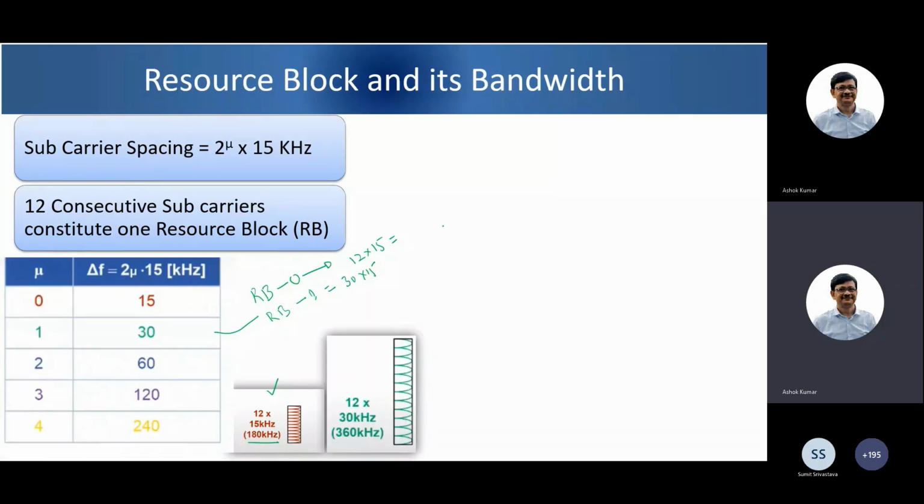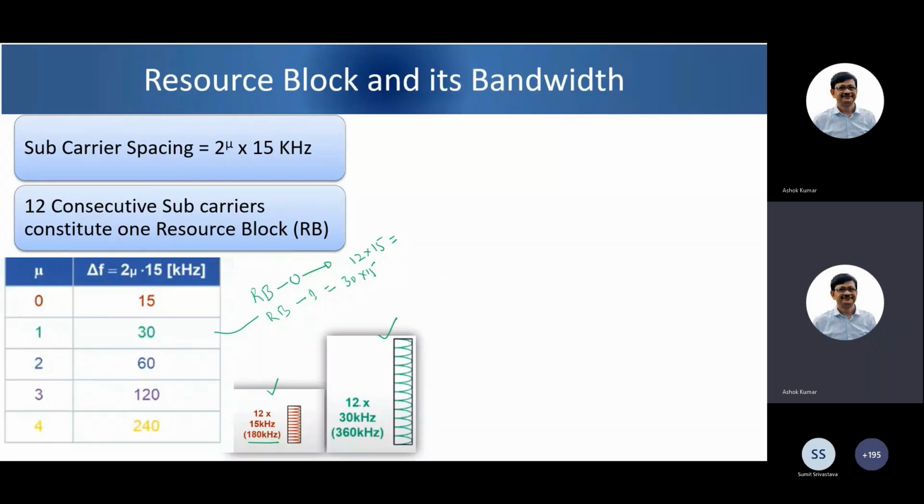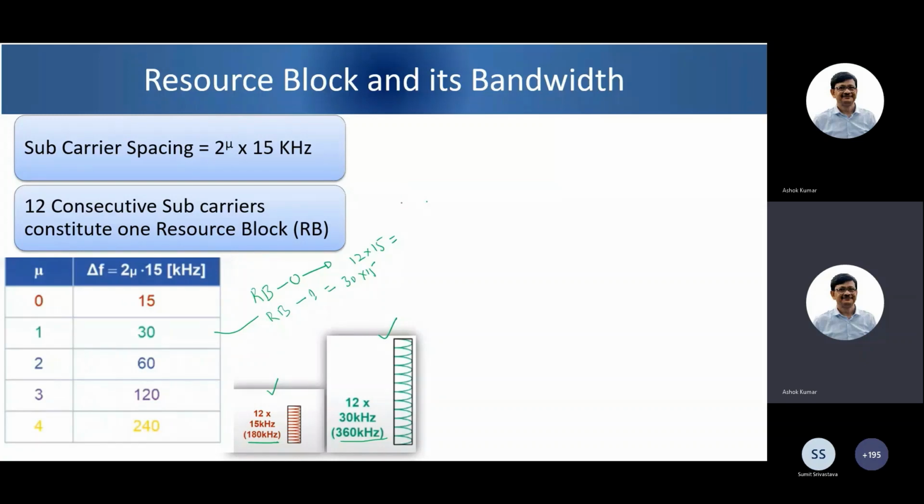Yes, now I have double the bandwidth, 360 kilohertz. My RB bandwidth has actually doubled. Similarly, for numerology 2, what will be the RB bandwidth? Can you calculate?